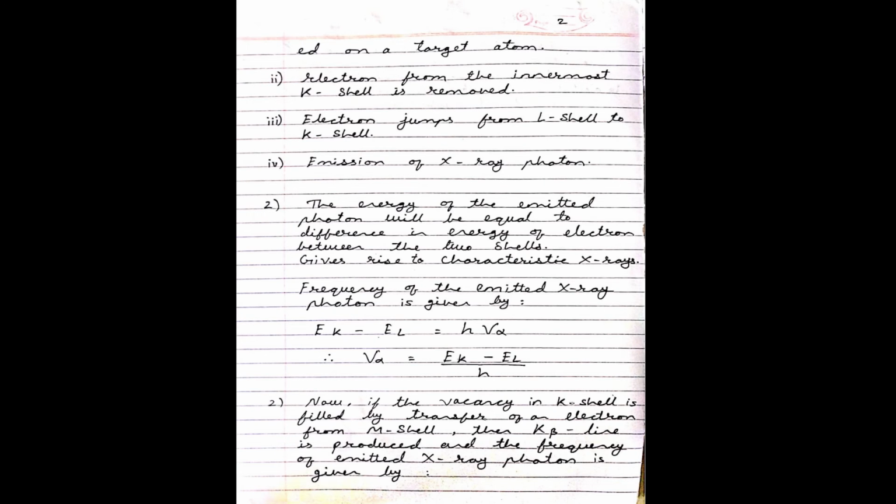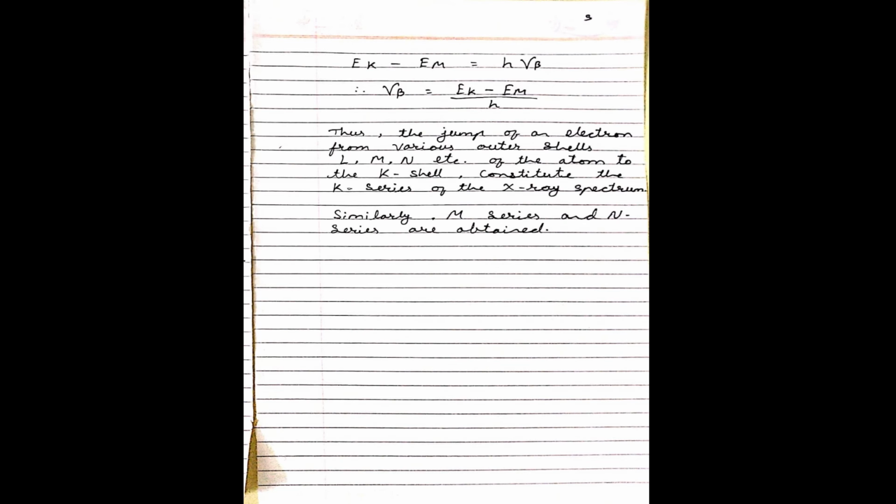Now, if the vacancy of the K shell is filled by transfer of an electron from the M shell, then the K beta line is produced and the frequency of the emitted X-ray photon is given by energy of K level minus energy of M level shell is equal to h nu beta. So nu beta frequency is equal to Ek minus Em upon h. Thus, the jump of electrons from various outer shells L, M, N, etc. of the atom to the K shell constitutes the K series of X-ray spectrum.